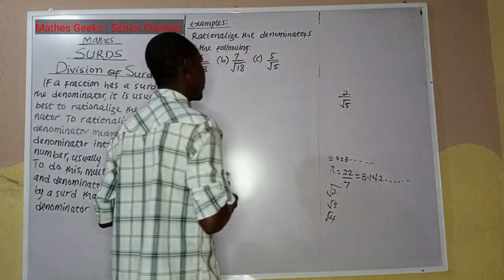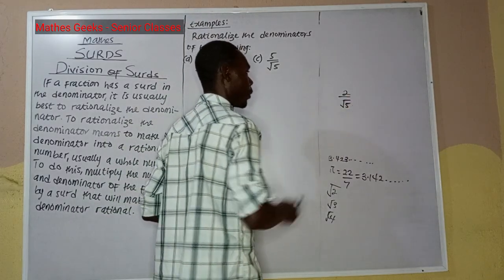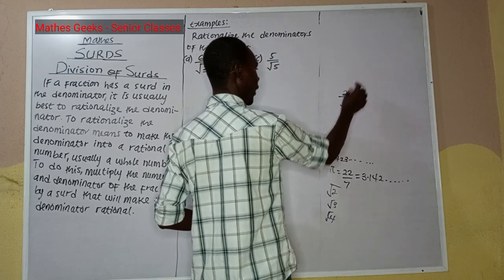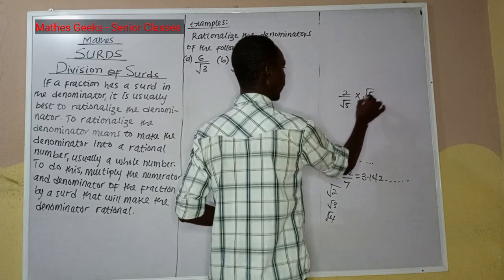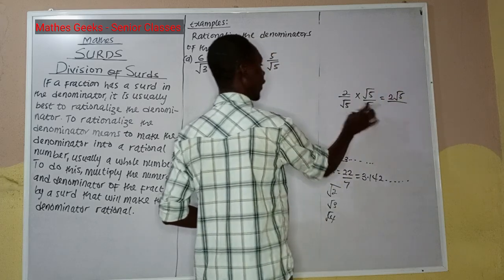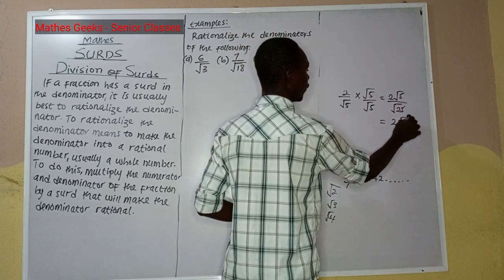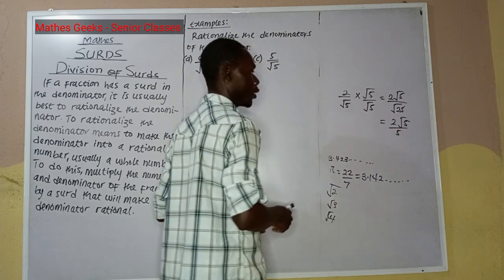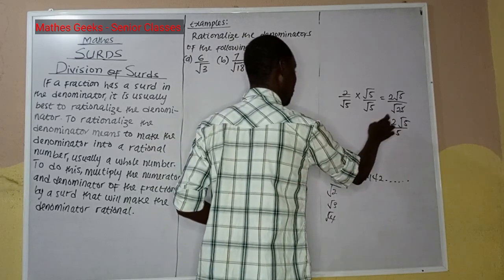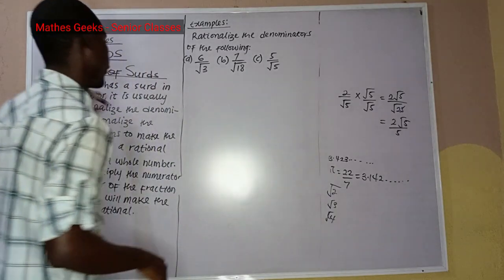Now the idea of rationalization is to make the irrational denominator become a rational number, and this can only be achieved if we multiply both the numerator and the denominator by the surd itself, which is root 5 over root 5. So 2 times root 5 will give us 2 root 5. Then root 5 times root 5 will give us root 25, which is 5, so we have 2 root 5 over 5. Now 5 is a rational number, but root 5 is not. So this is the idea of rationalizing the denominator in order for us to carry out division involving surds.